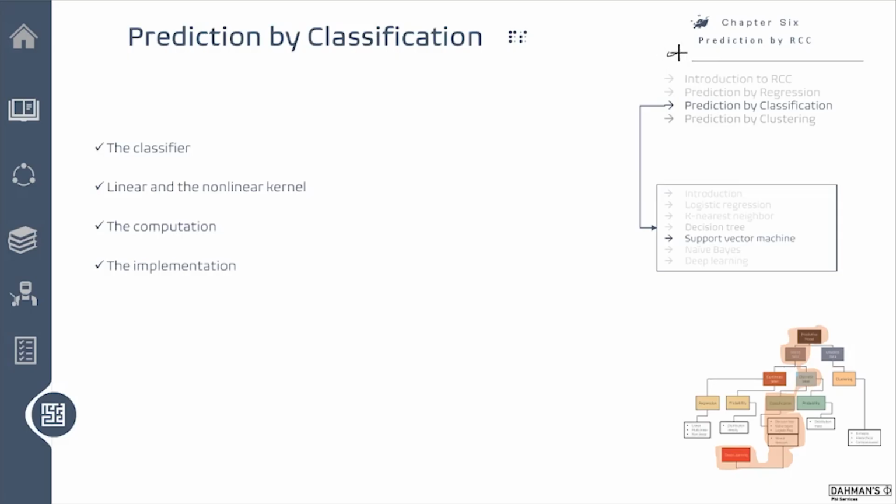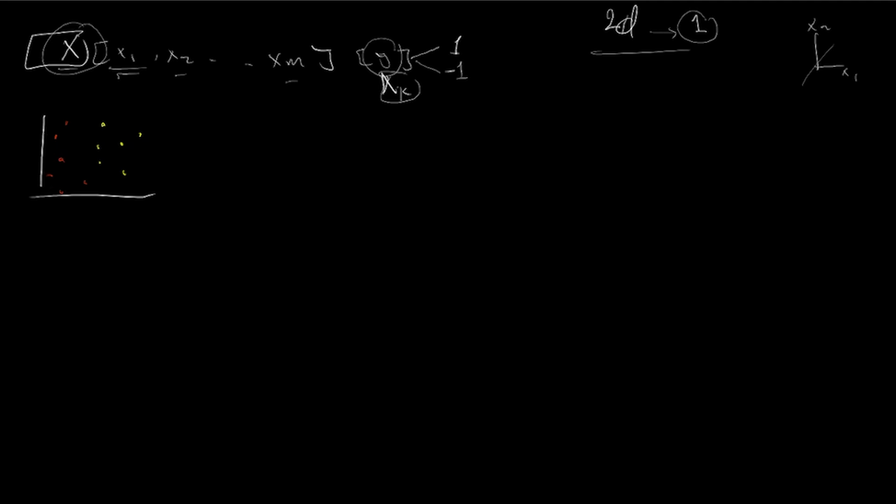Hi, welcome back. So we're in chapter 6, prediction by classification, to discuss a new kind of algorithm, and that is the SVM, or support vector machine. As we have established in the first introduction about the perceptron of a line, we said this vector should have one important property: to be perpendicular to a certain line.